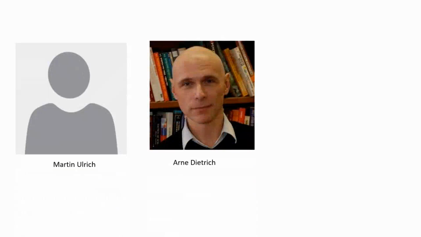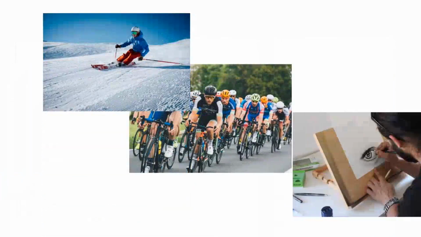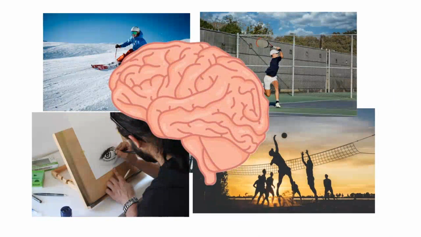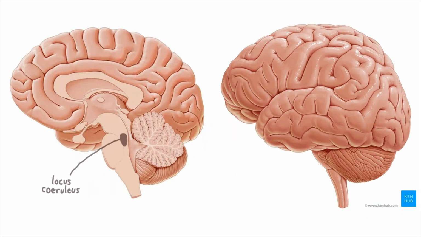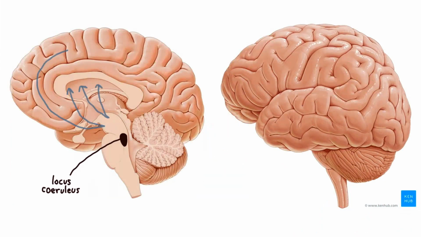In recent years, scientists such as Ulrich, Dietrich, and van der Linden have begun to decode what happens in the brain when we are in the zone. Considering that flow can happen during many different activities, it's difficult to see which areas and systems it's caused by. Key areas theorized to be affected by flow are the locus coeruleus, the default mode network, and the dopaminergic pathway.